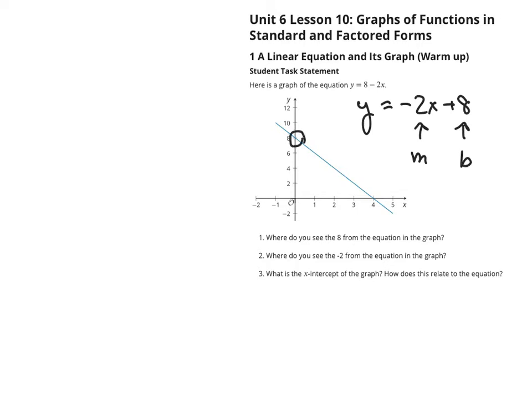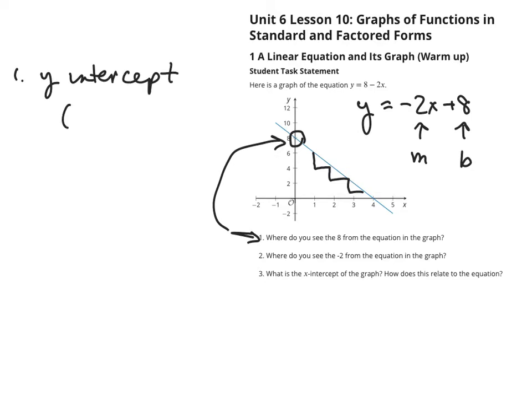We see the y-intercept right there, and the slope is going down 2 over 1, down 2 over 1, down 2 over 1, okay? So where do you see the 8 from the equation in the graph? It is the y-intercept. So its value is (0, 8). That's where the x-coordinate is 0 and the y is 8. Where do you see the negative 2? It's the slope. We're going to say negative 2 over 1 or 2 over negative 1.